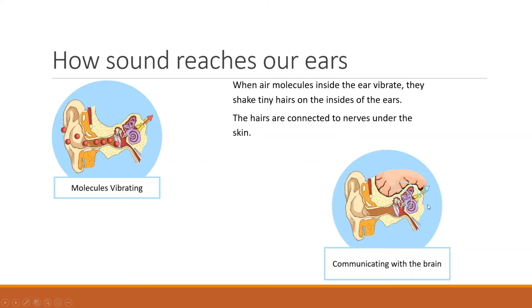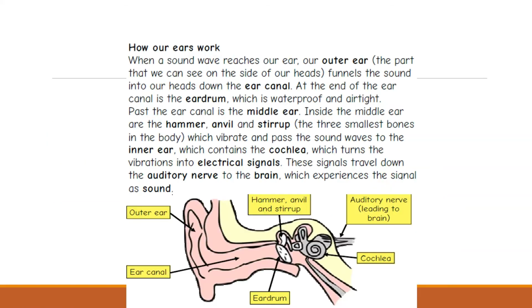So the hairs are connected to nerves under the skin, and that then communicates, basically talks to the brain. It's a bit like a computer talking to a brain. So these nerves send messages to your brain to tell you that you heard a noise. And of course, that's then translated, a little bit like Google Translate. You've heard a noise and your brain understands what noise you heard.